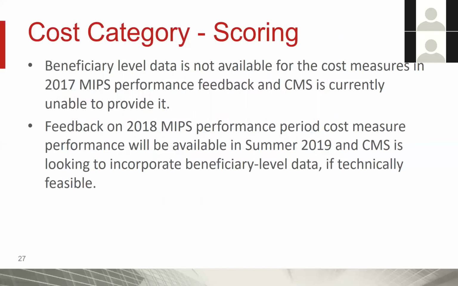I just want to point out and remind everyone that beneficiary level data is not available for the cost measures in the 2017 performance feedback, and CMS is currently unable to provide it. This is just a note from CMS that I wanted to point out to everyone. Feedback on 2018 performance period cost measure performance will be available sometime in summer of 2019, and CMS is looking to incorporate beneficiary level data if technically feasible.